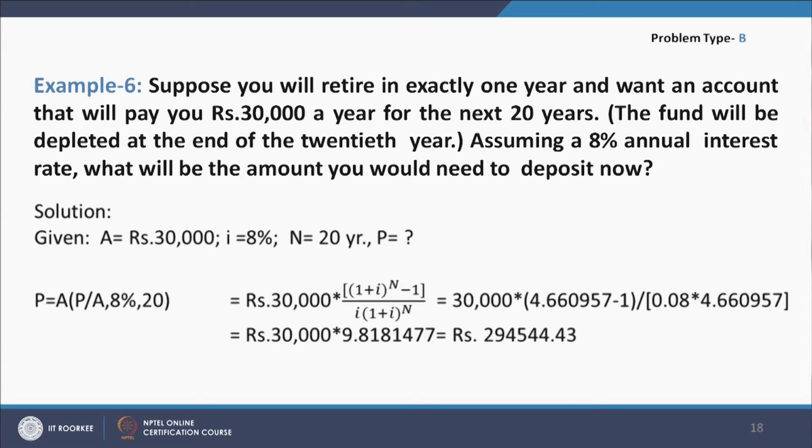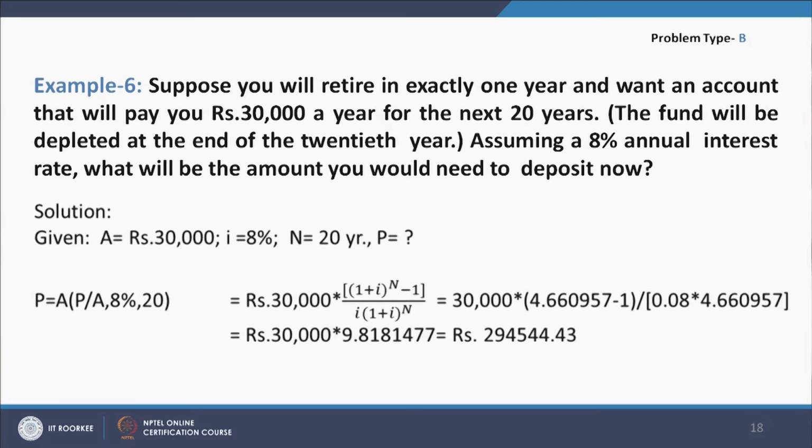Now, let us take a problem type B. This is example 6. Suppose you will retire in exactly 1 year and want an account that will pay you rupees 30,000 a year for the next 20 years. The fund will be depleted at the end of the 20th year. Assuming an 8% annual interest rate, what will be the amount you need to deposit now?